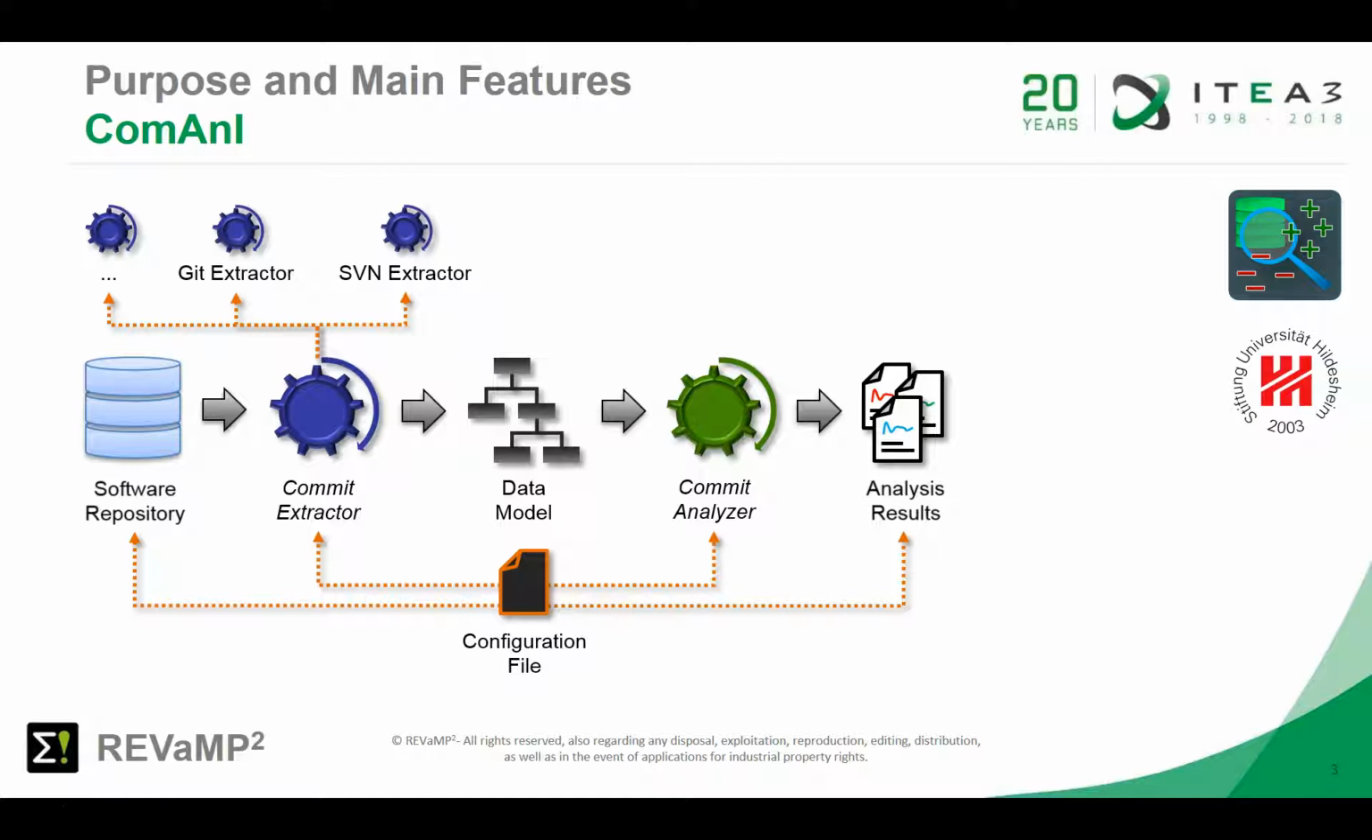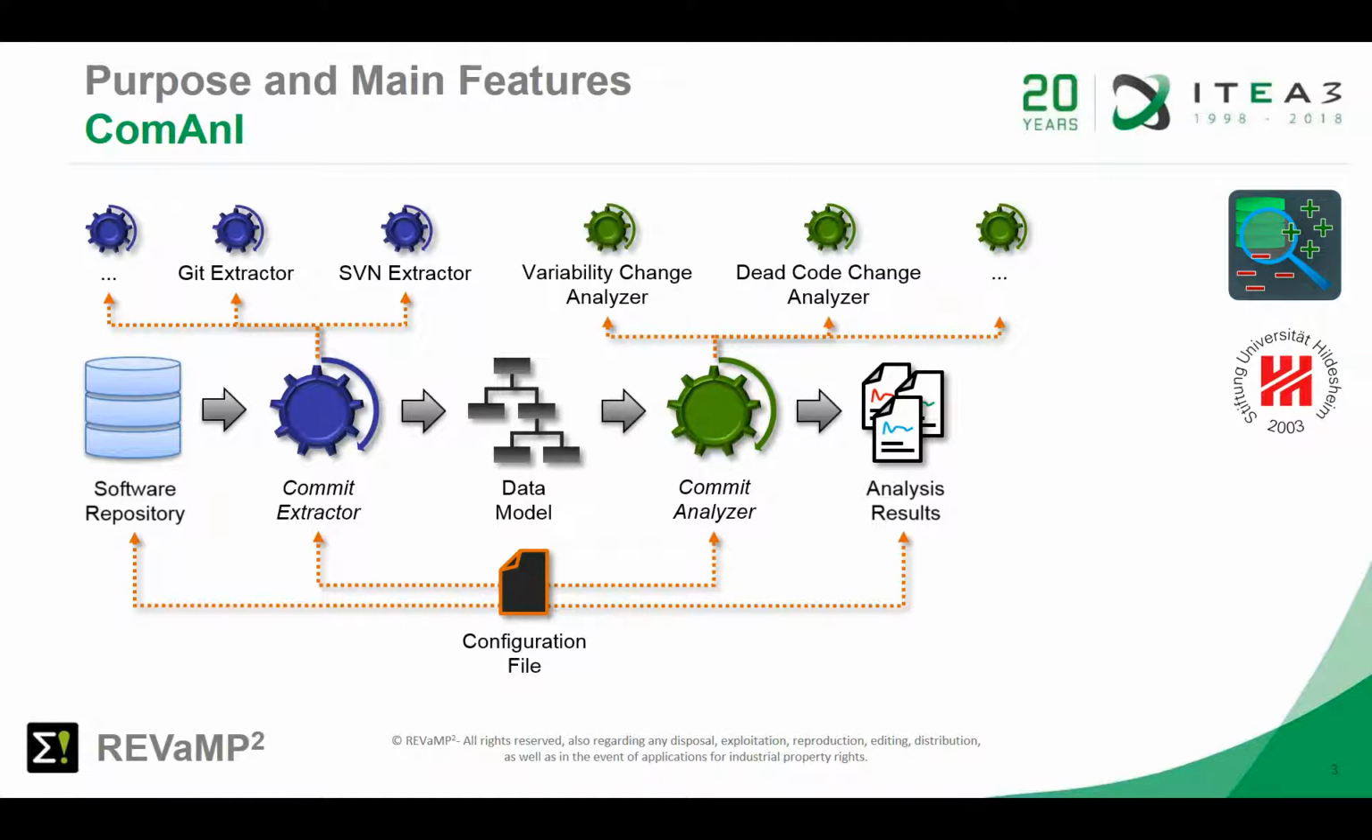In the same way, the configuration file defines the particular commit analyzer. Here we offer two different ones. The variability change analyzer identifies the frequency and the amount of changes developers typically apply to specific types of artifacts in practice, while the dead code change analyzer is used to detect relevant changes for the dead code analysis in Work Package 6 to reduce the re-verification effort to artifacts affected by those changes.